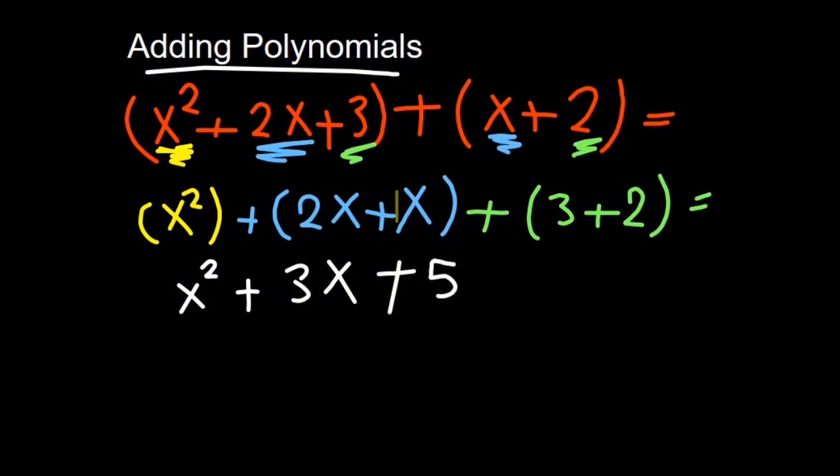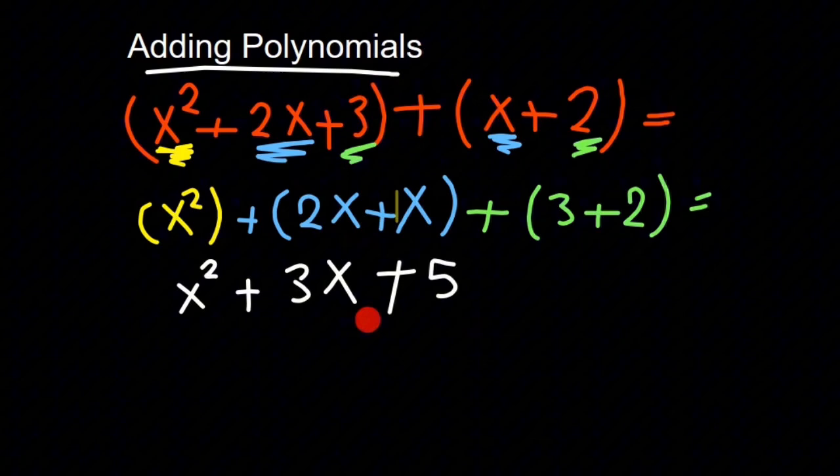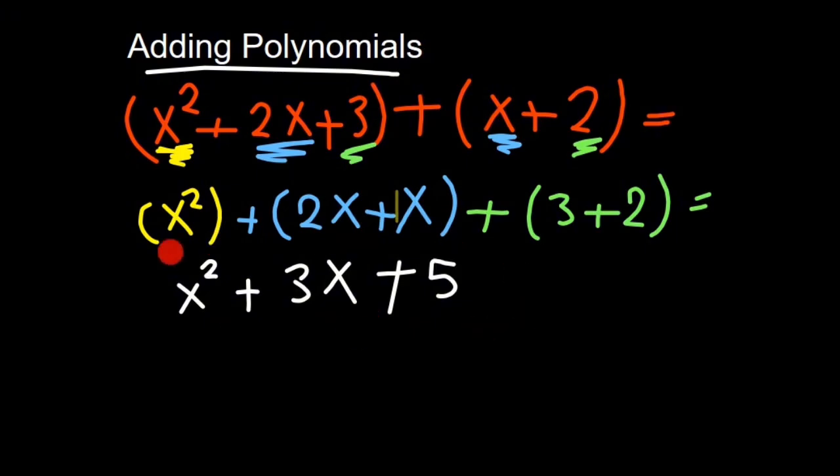This is the simplest form, so let's read it again. It's x squared plus 3x plus 5. This is the simplest form. We cannot simplify more since we don't have any like terms.